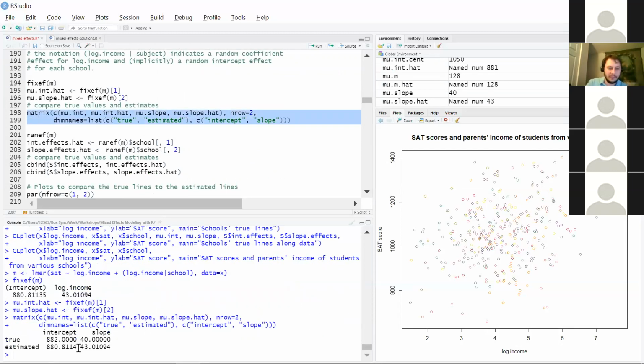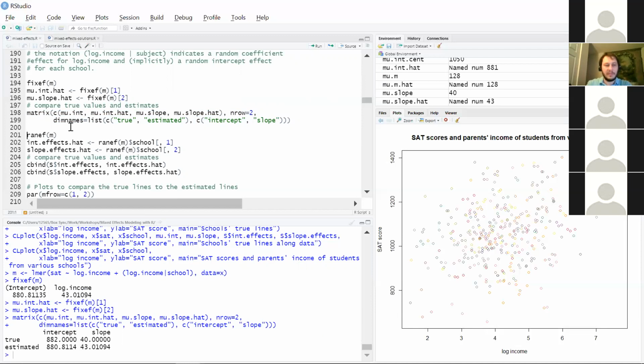Here are the true values from my simulation. I had to do a little work to get these true values, so if you really want to dig into that code, you can. The true intercept was 882, and the true slope was 40 for the black line, and my estimate was 880 and 43: 880 intercept, 43 slope.